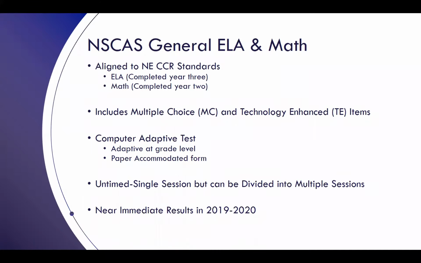And for the first time this coming year in 2019-20, we're going to get near immediate results, right? So what do I mean by near immediate results? In 2020, when a student takes ELA or math, you are going to get a scale score and proficiency level, achievement level within 48 hours. That is our intention, is to have that within 48 hours. You get those near immediate results.